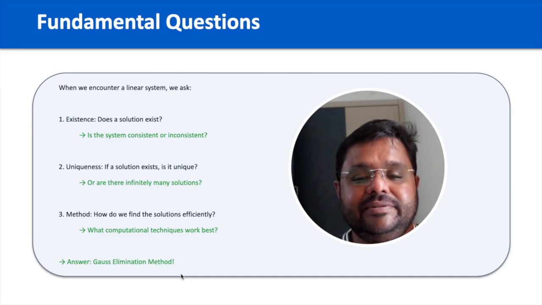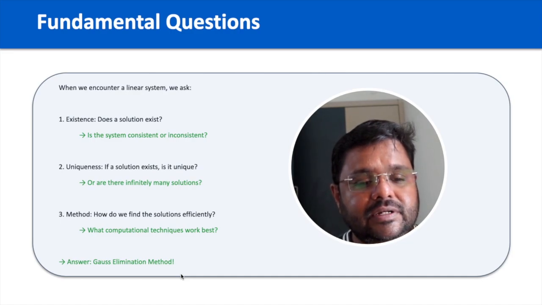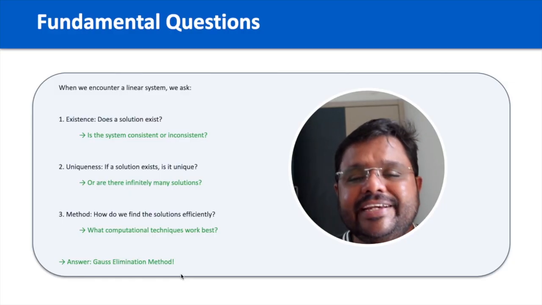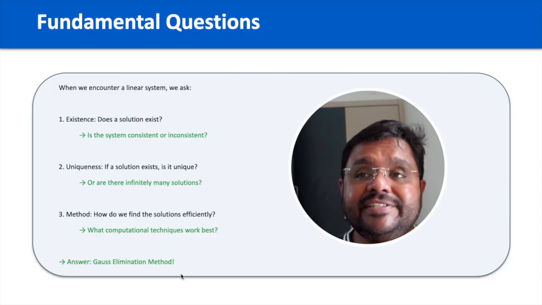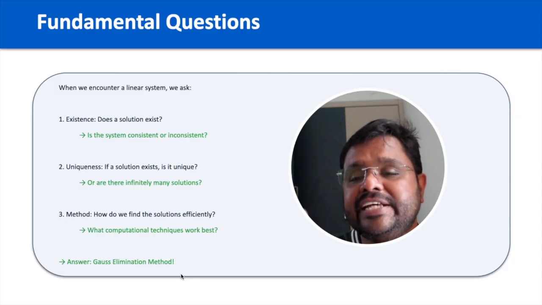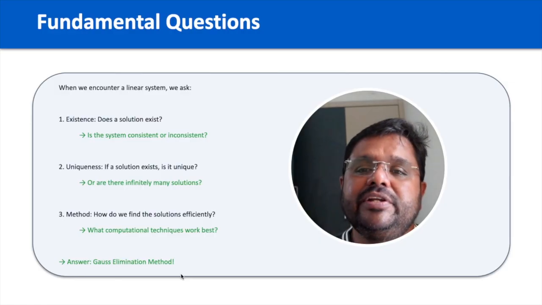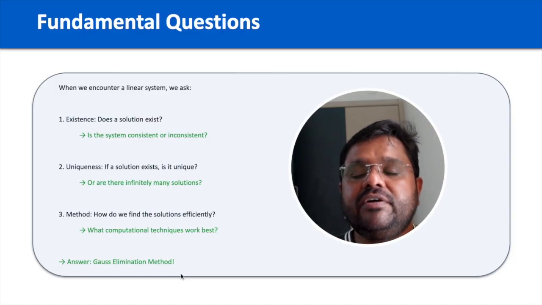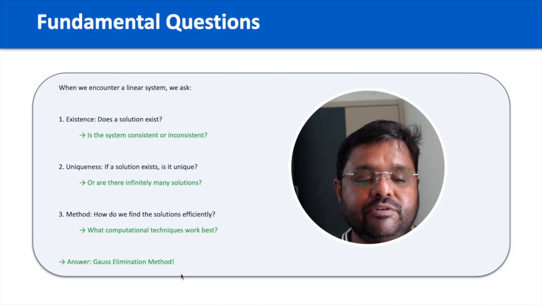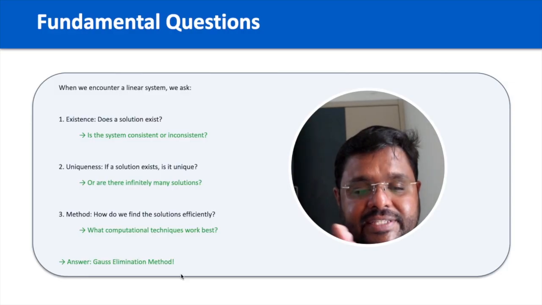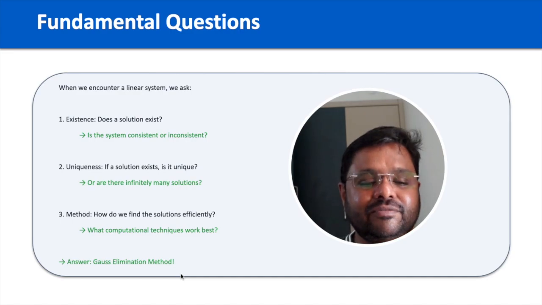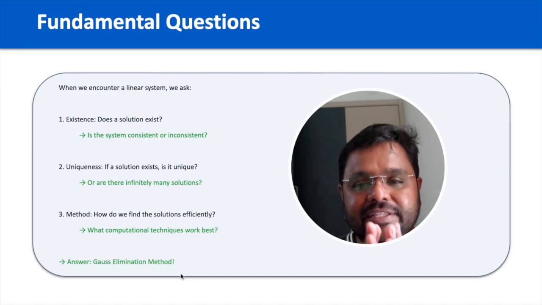And the third question is how we can solve this system. What is a computational technique to solve the system? To solve the system means to find all those values of x1, x2, etc., xn. Which computational technique will we take? So these three questions should come to our mind when we see a system of linear equations. Our answer for the third question is the Gauss elimination method, which we will cover in the next video lecture.